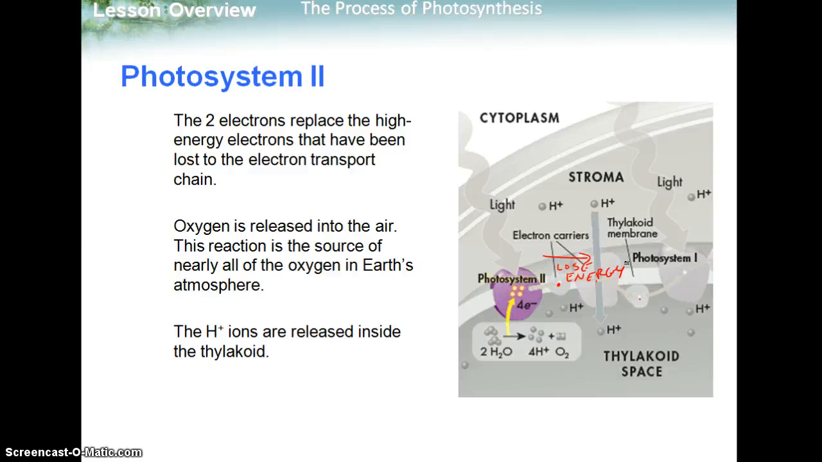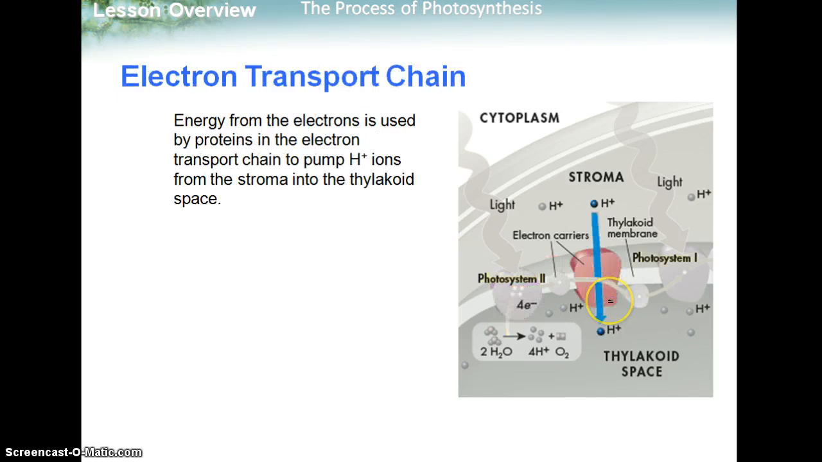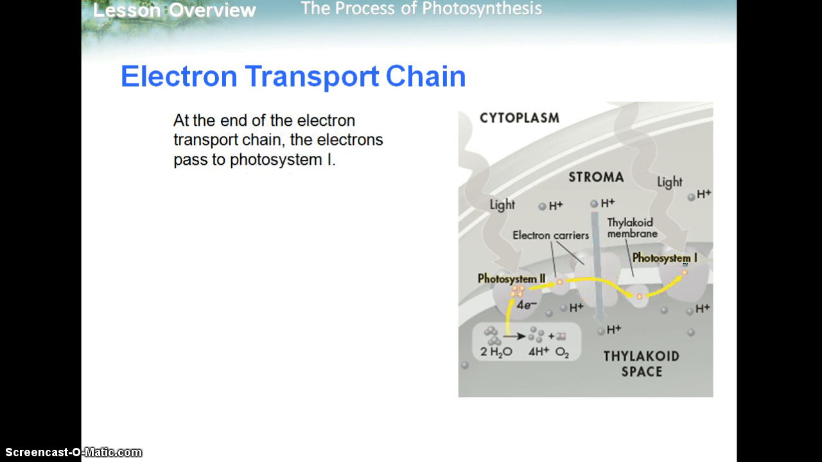The energy is going to be used to pump hydrogen ions through the membrane. So this is kind of like a hydrogen ion pump. We're using the energy from those high energy electrons to pump hydrogen through. These ions will later be used to produce ATP, and we'll get to that in a couple of minutes. Once we get all the way through our electron transport chain in photosystem 2, our electron is going to be transferred to photosystem 1.